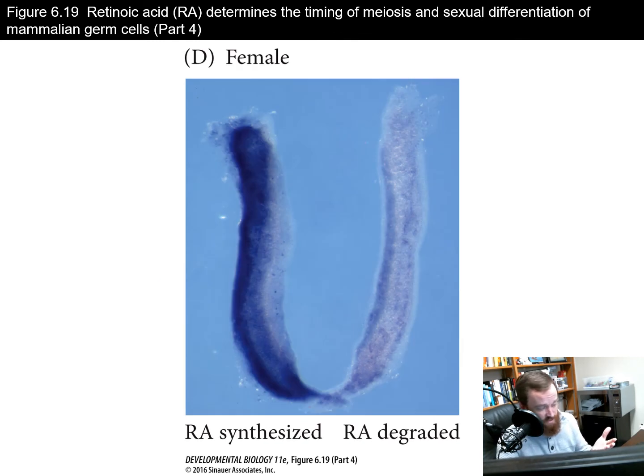If we compare this to the female, like I just said, RA is made in both the male and female. And so we can see it being synthesized in the genital ridge here of the female. However, if we look at the enzyme that degrades RA, the CYP, we see that it's not present. And so this allows RA then to stimulate the expression of STRA8 and to develop into female germ cells.